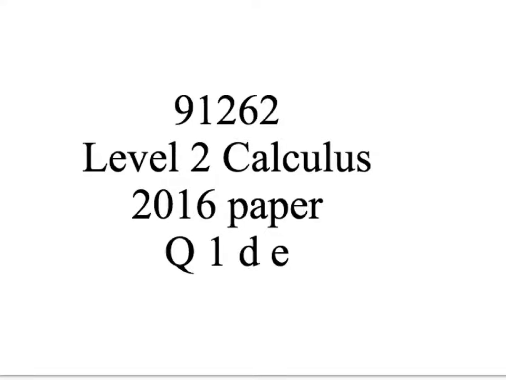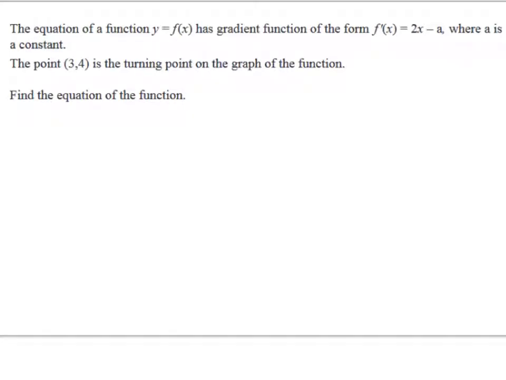Here's the last part of question 1 of last year's calculus paper. So there's a merit question and then an excellence question. The equation of a function, y equals f of x, has the following gradient function: f dash of x is equal to 2x minus a, where a is a constant. We're given the turning point on the graph of the function, and our mission is to figure out what f of x is.